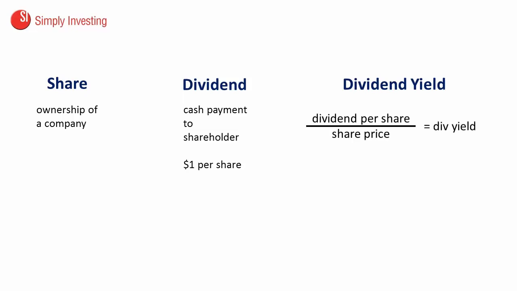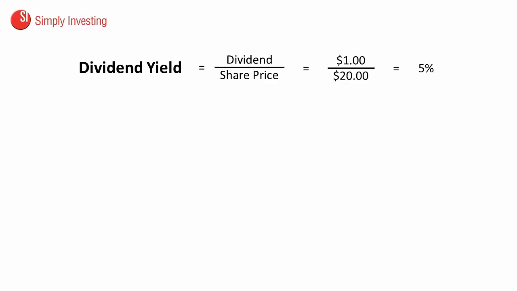The dividend yield is simply the dividend divided by the share price. So in this example, we'll take the same dividend of $1 per share, and let's assume the share price today is $20 a share. The dividend yield is going to be 5%. So the 5% represents here is the return on your investment while you're holding on to those shares.